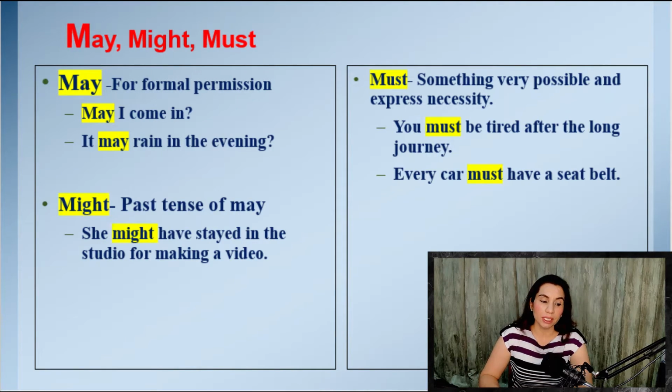Like she might have stayed in the studio for making a video. So we're not talking about the present. We are saying she's not here, so she might have stayed in her studio. So that is why she's not here. So this is the past tense of may.